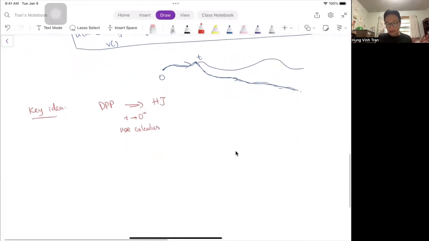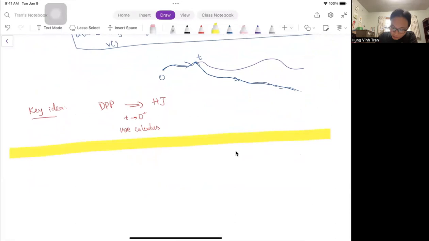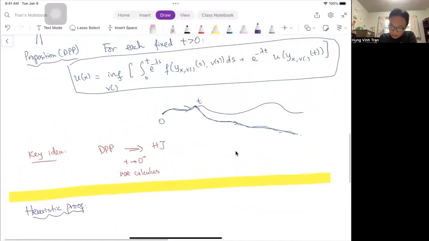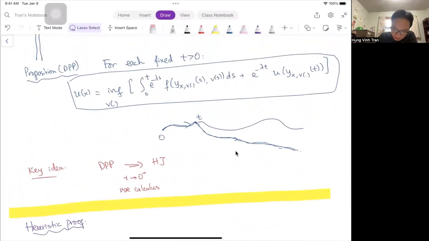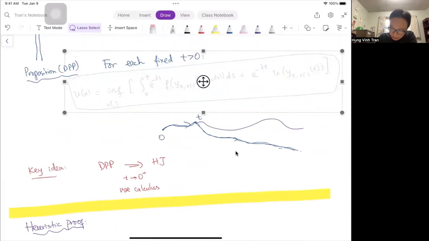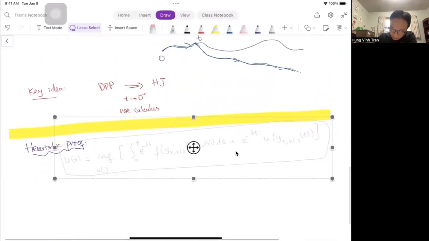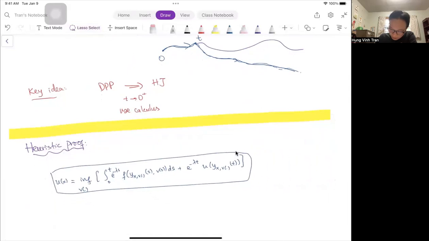And as I explained already a little bit in class, we can do this in a formal manner. So let me give you first a formal heuristic proof, and then we can see how we go from heuristic to rigorous proof. Okay, so we will prove it in two ways. Let me copy this one. So we have, this is our dynamic programming principle.